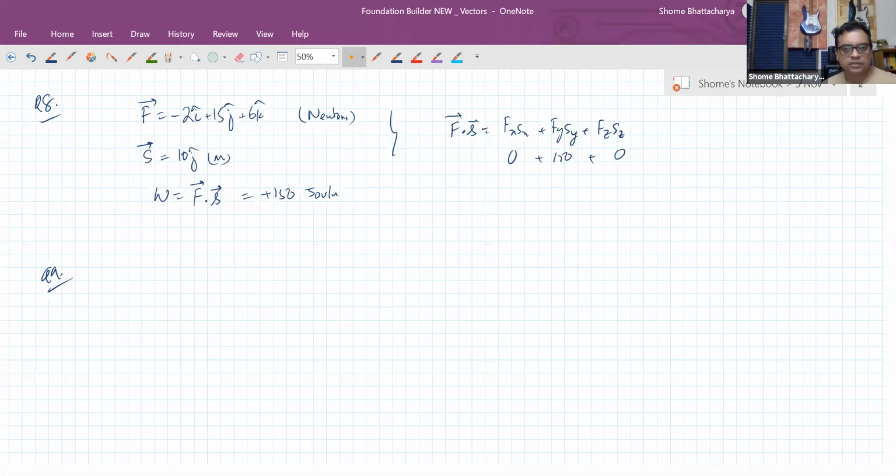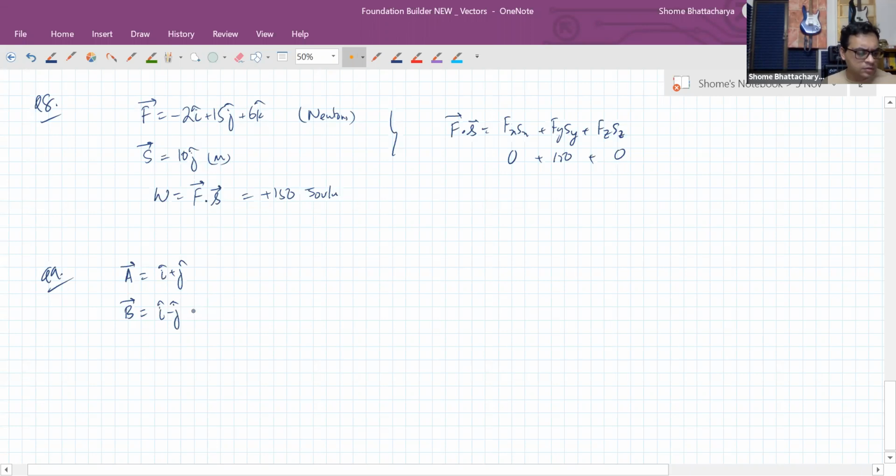Okay, Rishi, I hope this question is clear. Let's move on to question number 9. Now, question 9 is saying that we have a vector A, which is i cap plus j cap, and a vector B, which is i cap minus j cap. And a vector C, which is perpendicular to both of them. C is perpendicular to A and B, and magnitude of C is equal to 3.